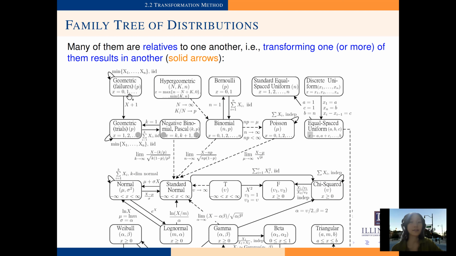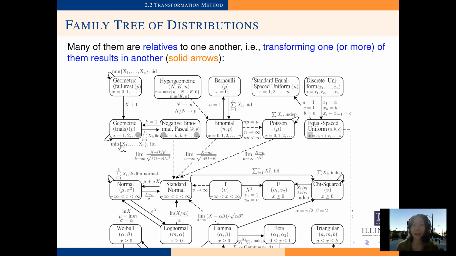Here's a plot that summarizes the relationships between these different well-known distributions. In each of the bubbles is a distribution family, such as the standard normal, the t distribution, the chi-squared, the Poisson, the gamma, etc. And each of the solid arrows here indicates that we can apply some transformation function and convert one distribution to be distributed according to another well-known distribution.